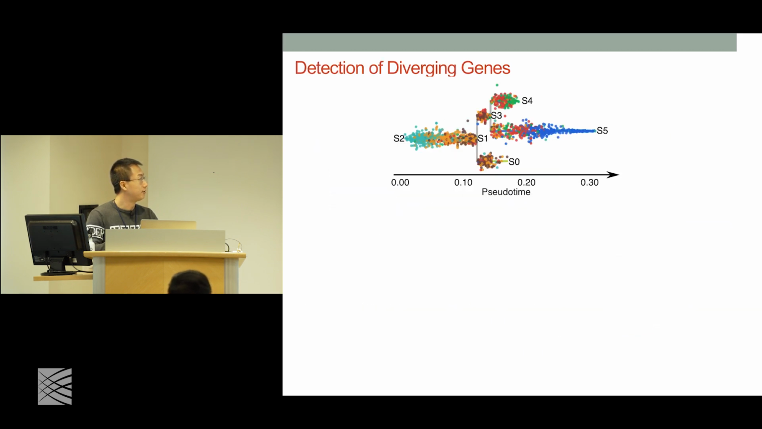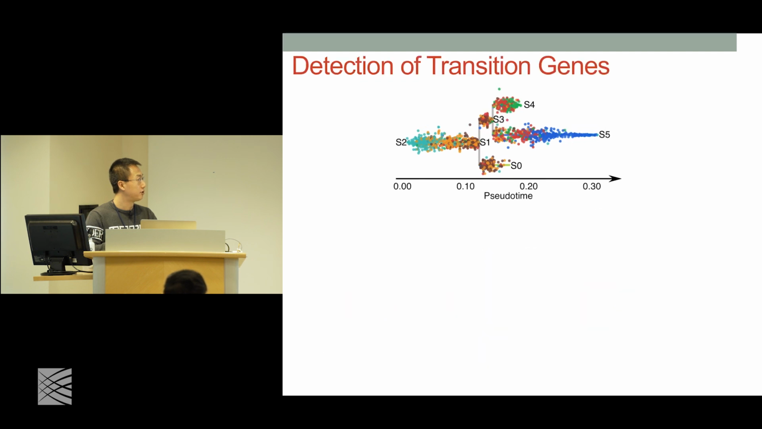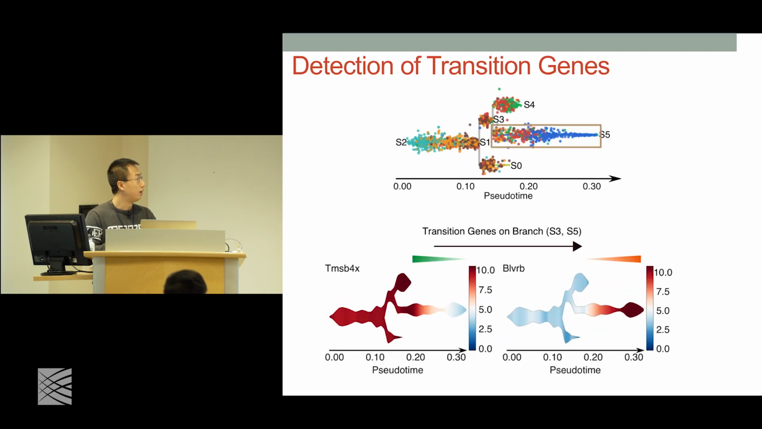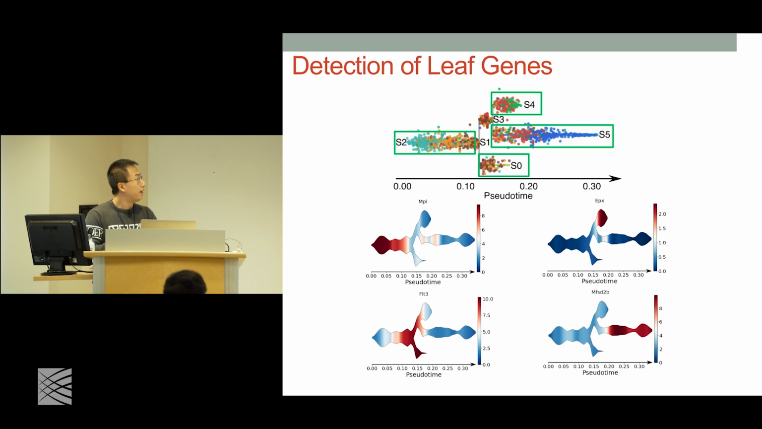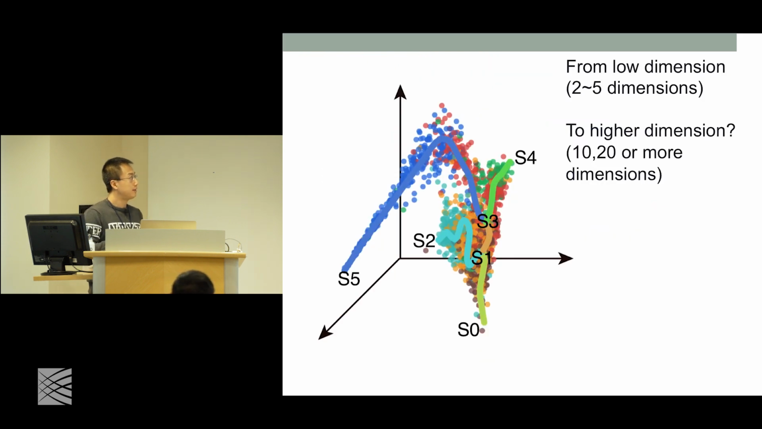Then this is just some example of the differentially expressed genes, transition genes, and all of the leaf genes here. As I mentioned earlier, this structure is learned from a relatively low dimensional space, from 2 to 5 dimensions. But what would happen if we increase the dimension to 10, 20 or more? Because with more components, with more dimensions, we will have more power to discover details.